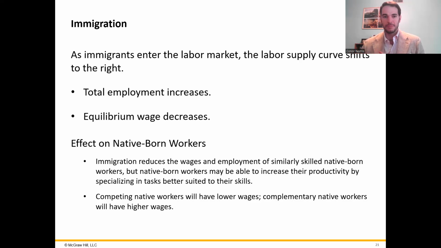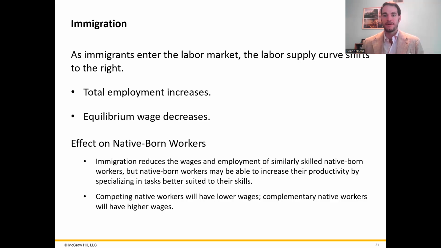Now, I'm going to go through this a little bit faster than your textbook does. The real purpose of this isn't to understand something about immigration itself and the effects of immigration on the labor market, but really it's just an example we can use to go through how we can use the model of supply and demand to understand changes in the labor market.